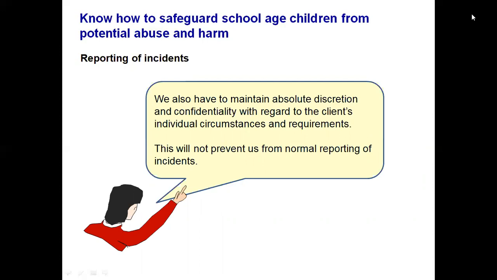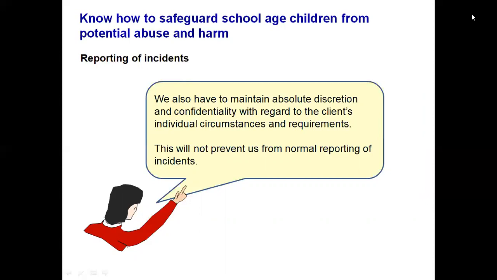You have to maintain absolute discretion and confidentiality with regard to the client's individual circumstances and requirements. However, this does not prevent you from reporting incidents. Should anything be affecting the job or the safety and health of that child, you need to report it as an incident. Should it help the efficiency of the job and help the company and the LEA and the parents, you will report it. What we are saying here is you do not gossip about the parents' social circumstances or the child's special needs, only if it helps the job.